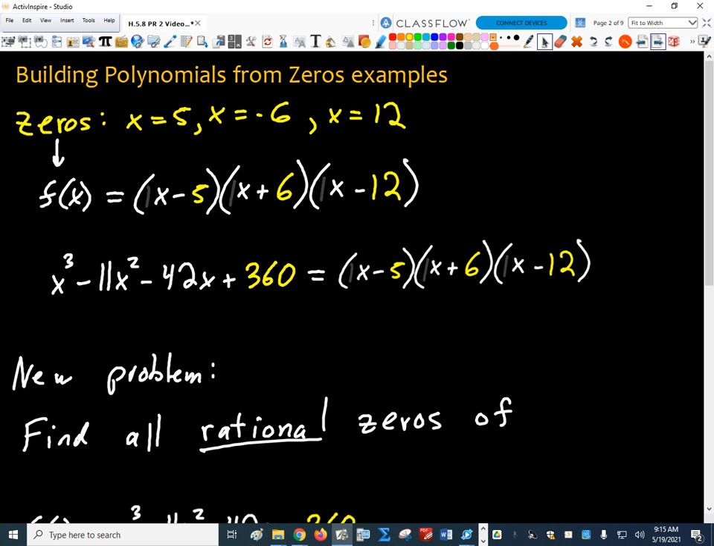Today we're going to add something a little different, and I want to give you a conceptual backing for this. This is the way I show people, kind of give them a little insight into why this rational root theorem works. I'm going to take you through two quick examples.